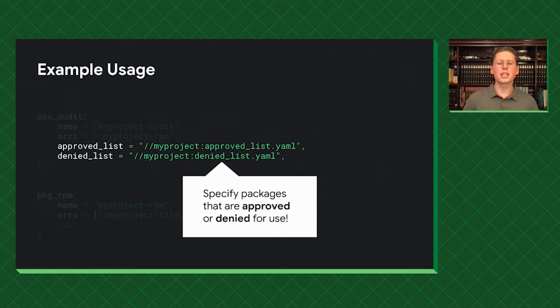The approved and denied lists inform OSS Audit about which packages are approved and denied, and provide extra metadata as well to be included in the bill of materials, such as copyright notice and how a package is used. All open source packages will show up in the BOM file, but a subset of the BOM containing only denied and pending packages will show up in the BOM issues file.